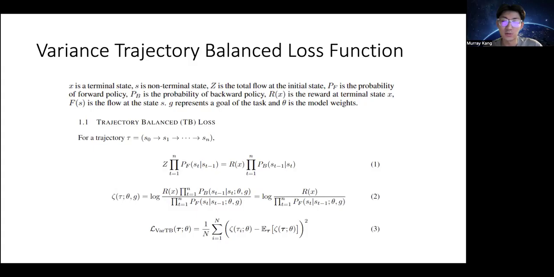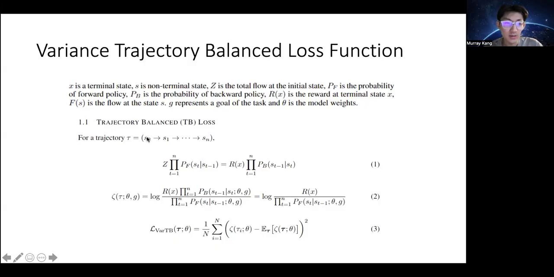And the Z is the total flow at the initial state. So we can think of flow just like the water flow, and the initial state has the total flow of all the trajectories on the graph. And then the PF is the probability of the forward policy, and PB is the probability of the backward policy. And R(x) is the reward at terminal state x. So we only have reward at terminal x rather than non-terminal states.